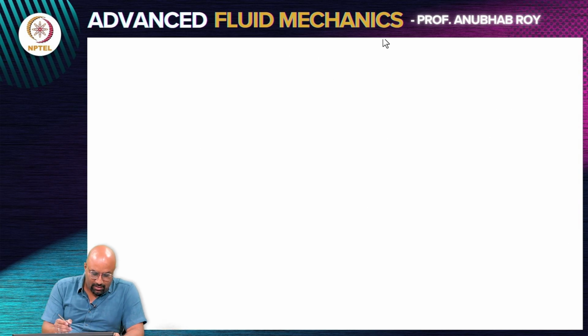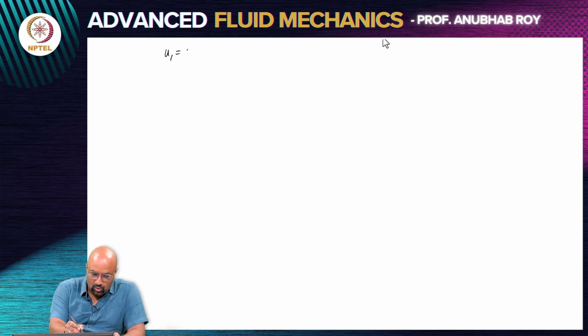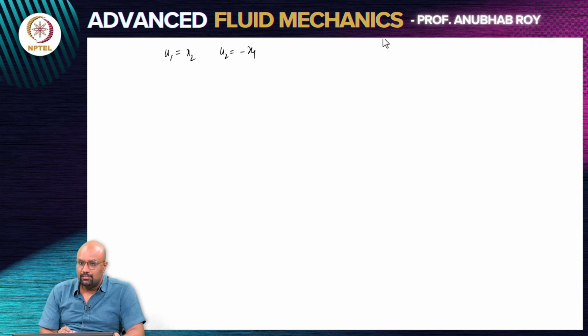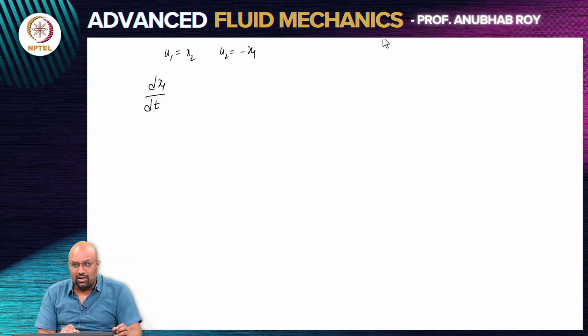We will try at least two more path line calculations for the steady problem to convince ourselves. We took an example where u1 is equal to x2 and u2 is equal to minus x1. So, let us do the path line calculation. The key difference from your streamline calculation is that time is now an independent variable in the path line calculation.